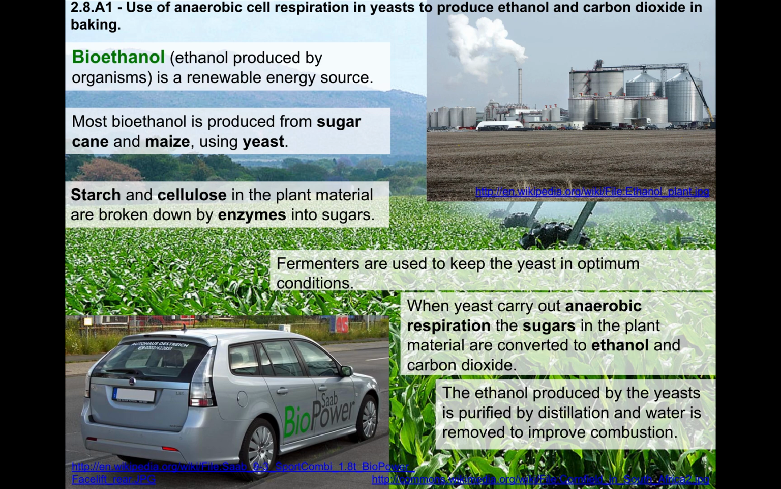So the ethanol produced by the yeast is purified by distillation, which is another part of this factory, and water is removed to improve combustion. Then it's used as a fuel in cars. Now, usually ethanol fuels do have some gasoline in them, but it's less gasoline, so that makes it more environmentally friendly because we don't have to use as much oil, which is a fossil fuel and non-renewable, whereas a bioethanol fuel is renewable.